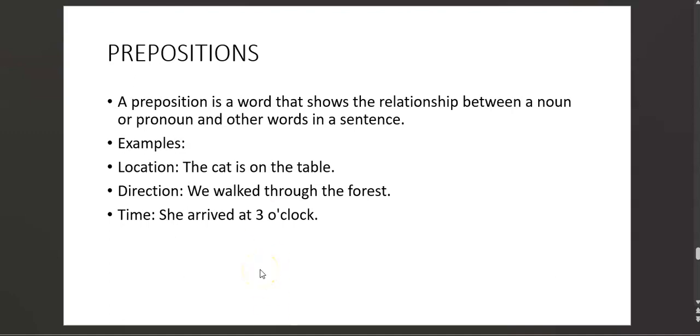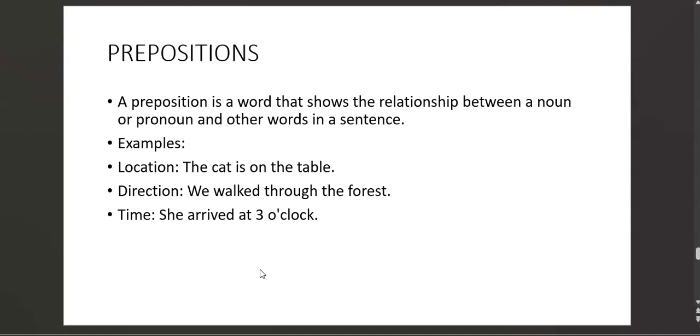The mango is on top of the tree. What is the location of the mango? It's on top of the tree. The banana fell below the tree, or under the tree. So under is the preposition of place or location in this sentence. So these prepositions of location show where an object is, and they also show the relationship between the noun and the pronoun.